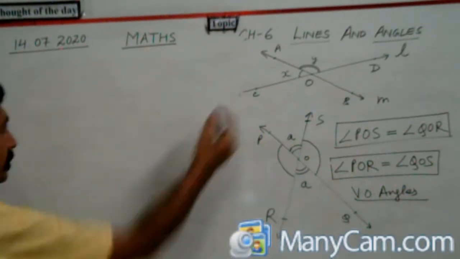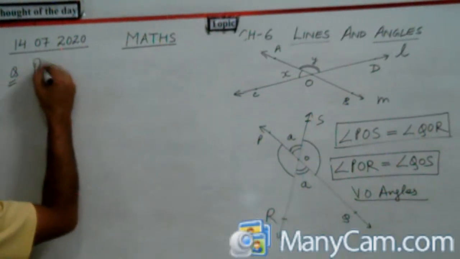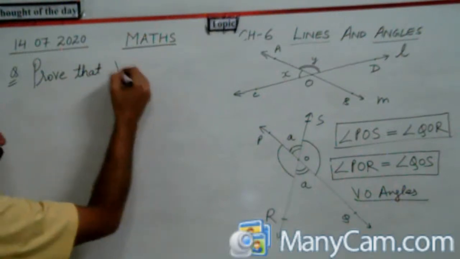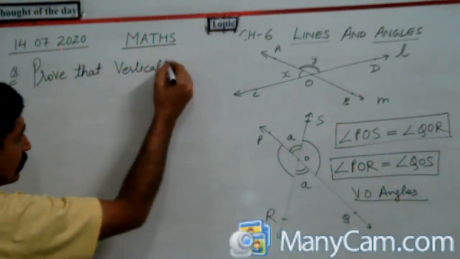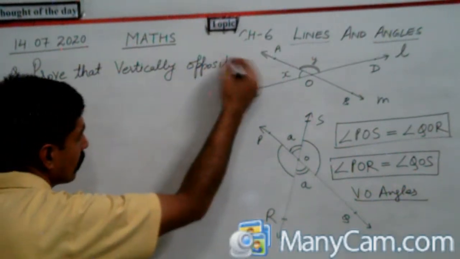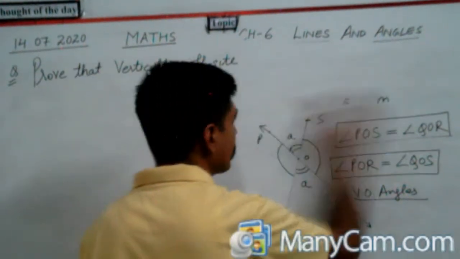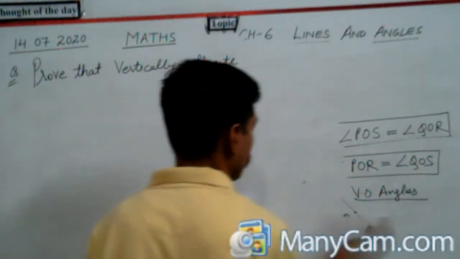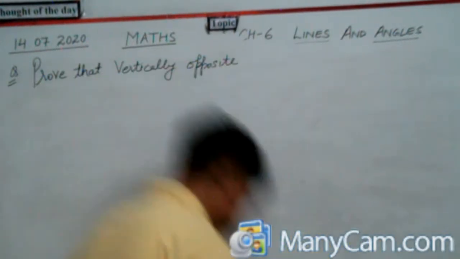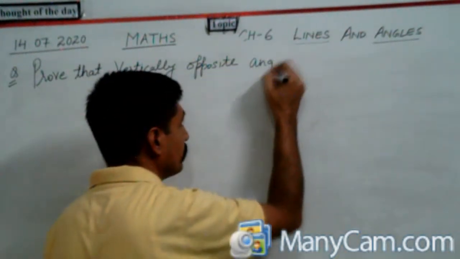Prove that vertically opposite angles are always equal.